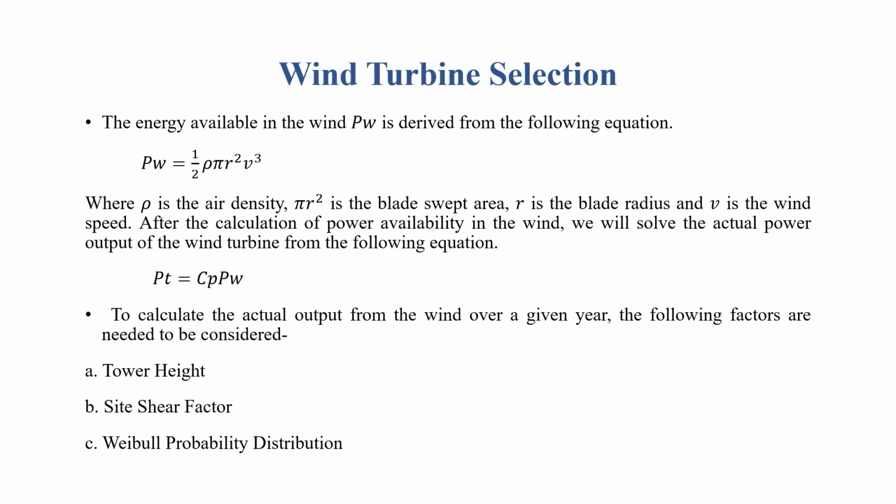After the calculation of the available power, we will solve the actual power output of the turbine by following this equation. We also need to calculate the actual output power by considering the factors which are tower height, site shear factor, and Weibull probability distribution that will help us to select the proper wind turbine for our project.